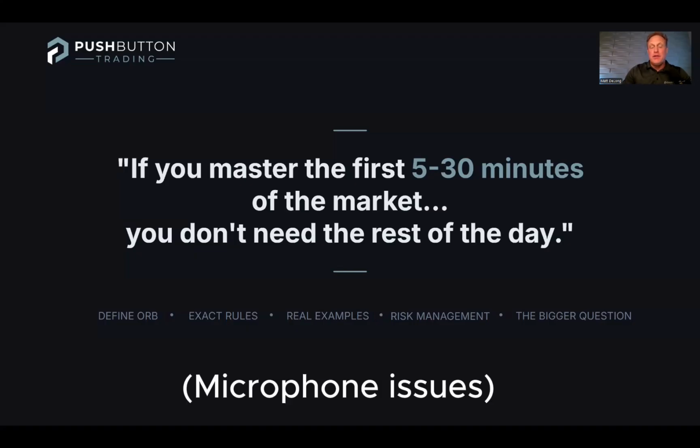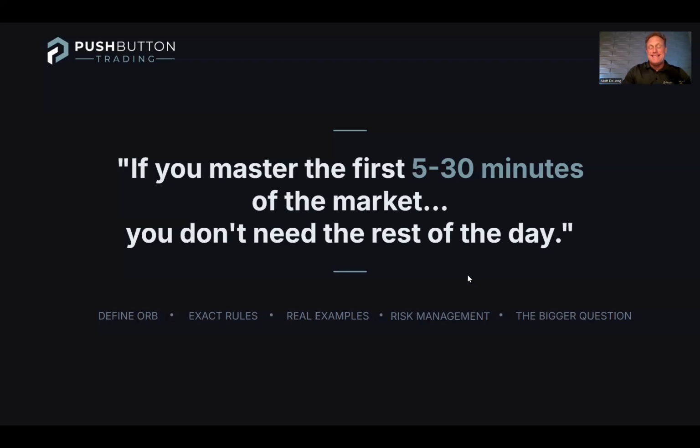All right, so again, if you master the first 5 to 30 minutes of the market, you can take the rest of the day off. You don't need the rest of the day. And I'm going to do my best to define what the ORB is, the exact rules, examples, some risk management, and we're going to talk about some options to automate your trades.